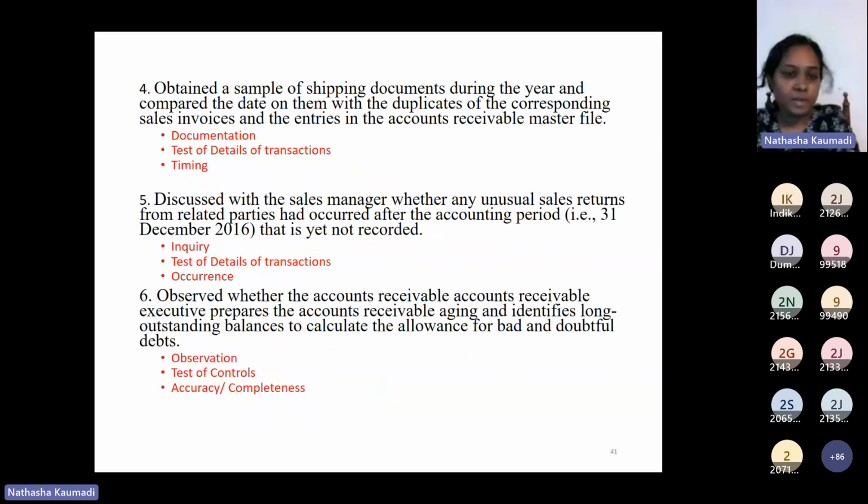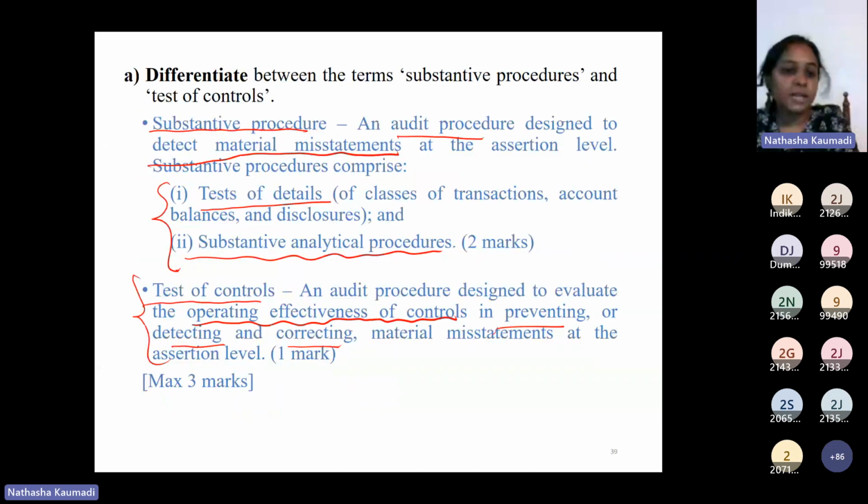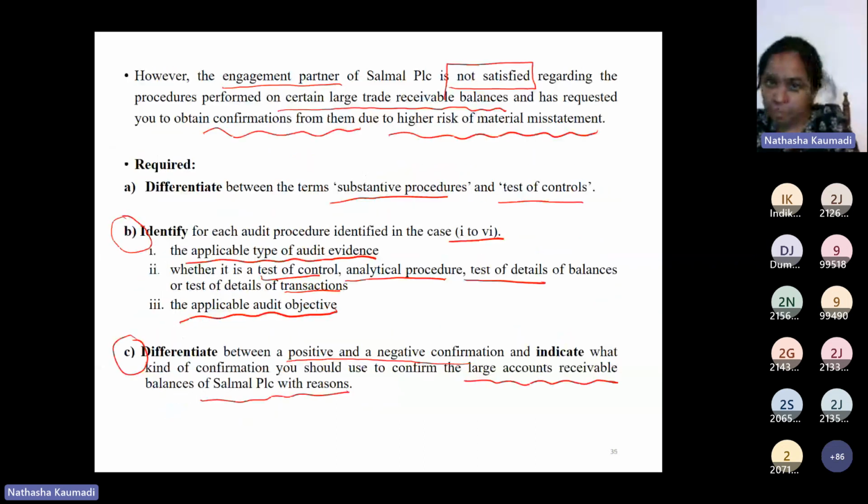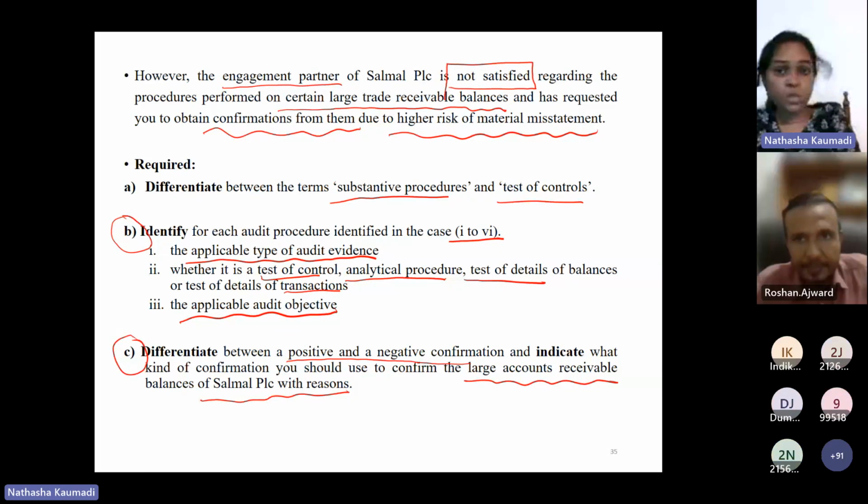So likewise 4, 5 and 6 you can read and understand. It is the same as we discussed 1, 2, 3. So this is how basically you need to answer this type of question. So you will be getting case studies, a similar case like this, and you will have to answer these questions.